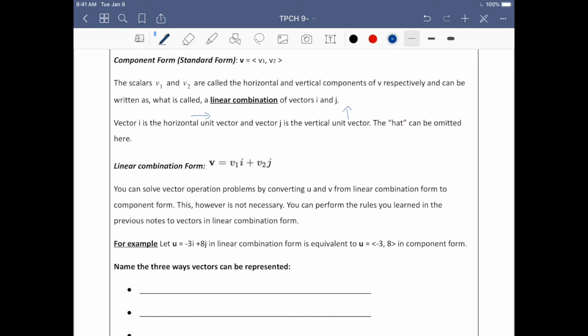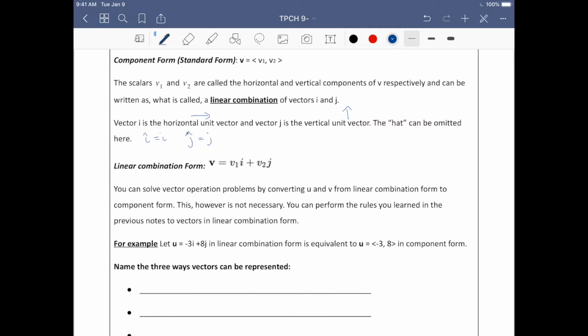The hat can be omitted here, so usually we would have written it as i hat. We can just write it as i, or j hat, and we can just write it as j. Sometimes you'll see the hats in textbooks. So here's the linear combination form of vector v. It is the horizontal component times i plus the vertical component times j.